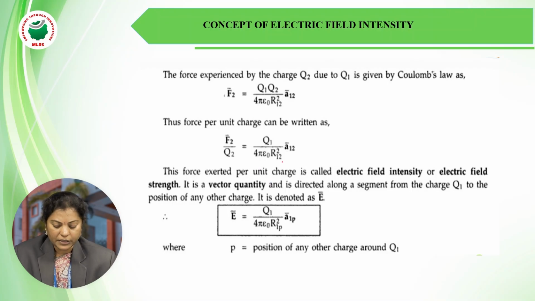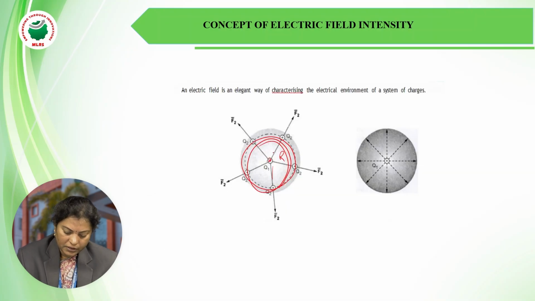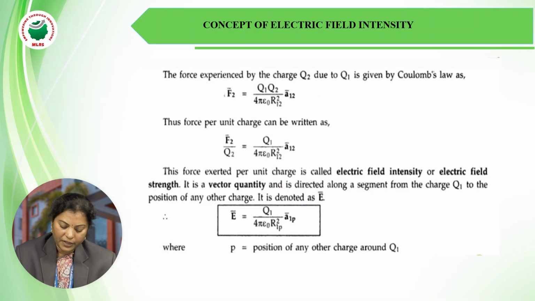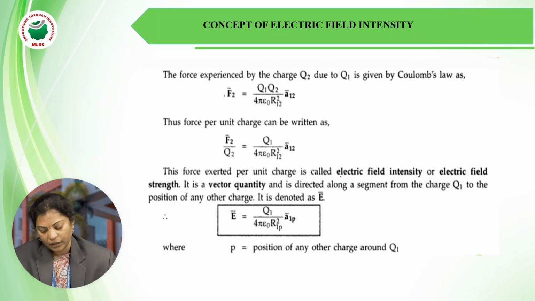It is a vector quantity and it is directed along the line from charge Q1 to the position of any charge, which means this F2 is around this Q1. So this is the concept of electric field intensity. Electric field intensity is defined as force per unit charge, that is F by Q. It is denoted by E equal to Q1 by 4 pi epsilon naught into R1 square into A12.